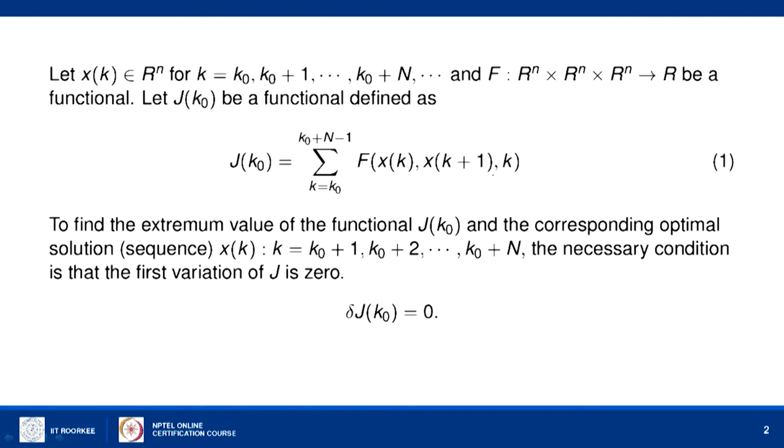So, this function capital F is a function from Rn cross R into R. So, it is a real valued function of vectors from Rn, and xk is a sequence of vectors where k ranges from k0, k0 plus 1 etc. So, we have to find a sequence of vectors xk which minimizes the expression J of k0.